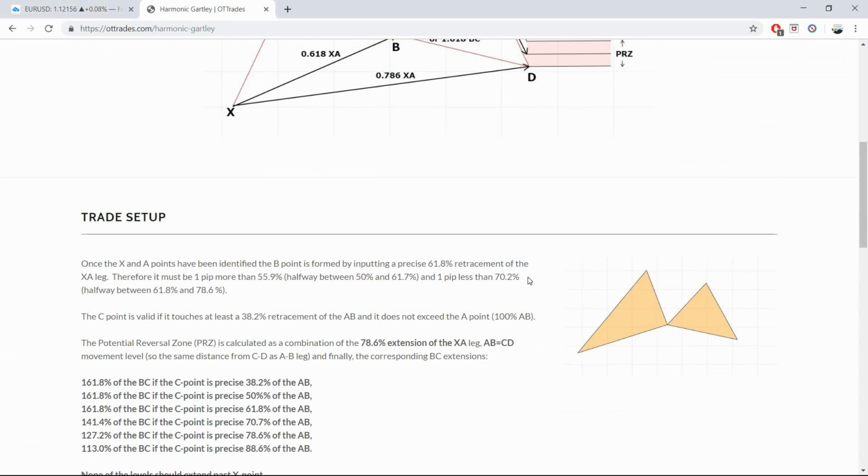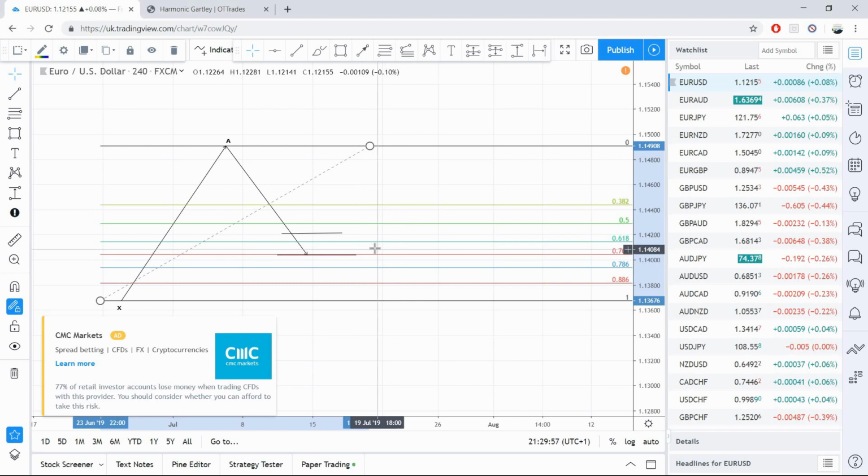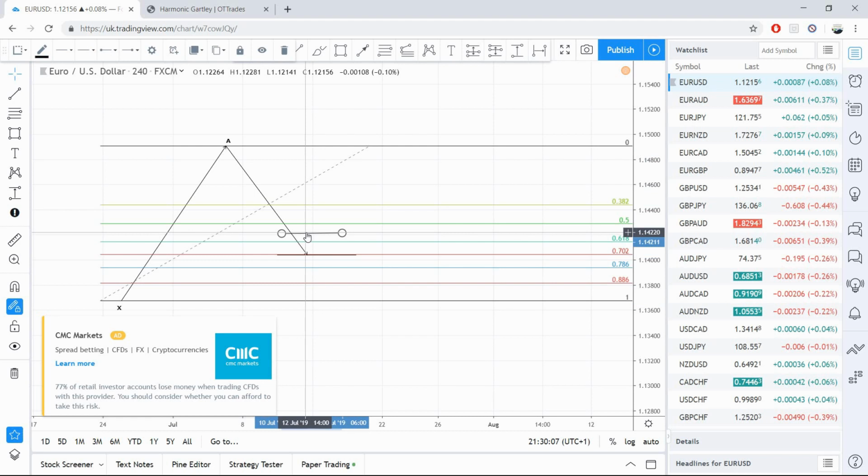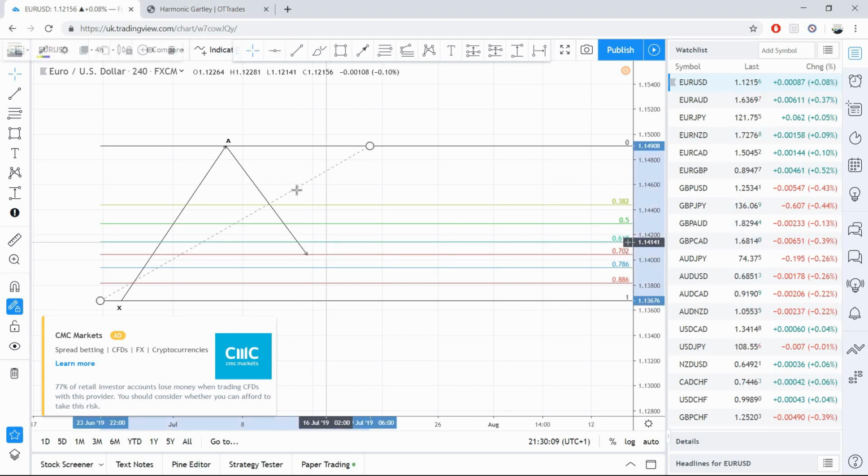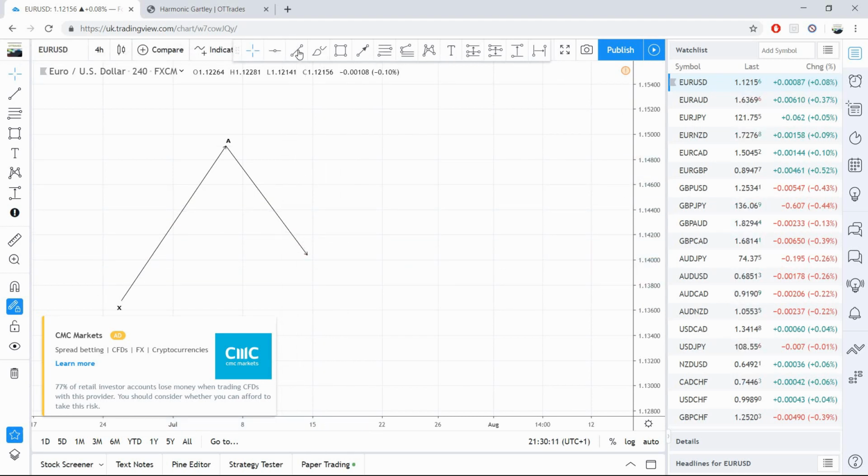0.702 is our 70.2% retracement level, so it's got to fall between these two lines here. If it extends 1 pip past this line, then that pattern is no longer valid. So that's what we mean by a precise 618 retracement. I hope that makes sense. So that is our B point formed there.